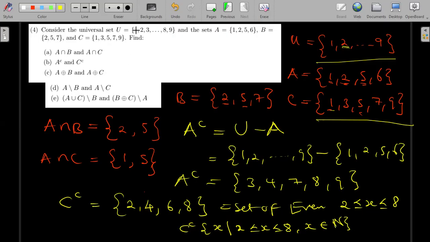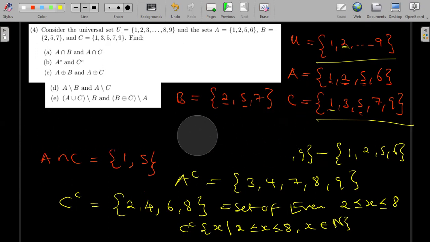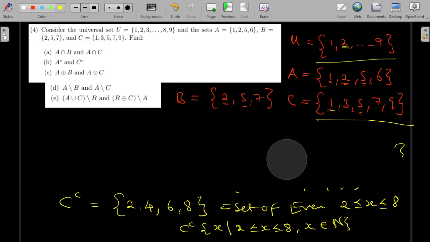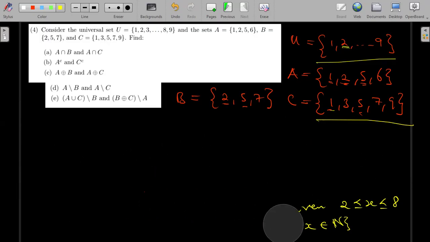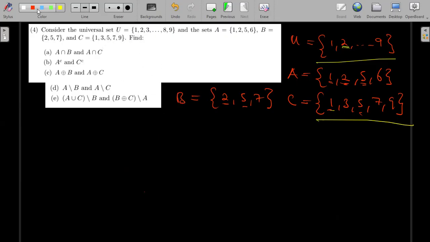So okay, now we move on to the next question, and the next question involves the symmetric difference. When talking of symmetric difference, here we've been given this sign for symmetric difference, B, and the other one we have to find is A, and C. So we start, of course, with this first one here.